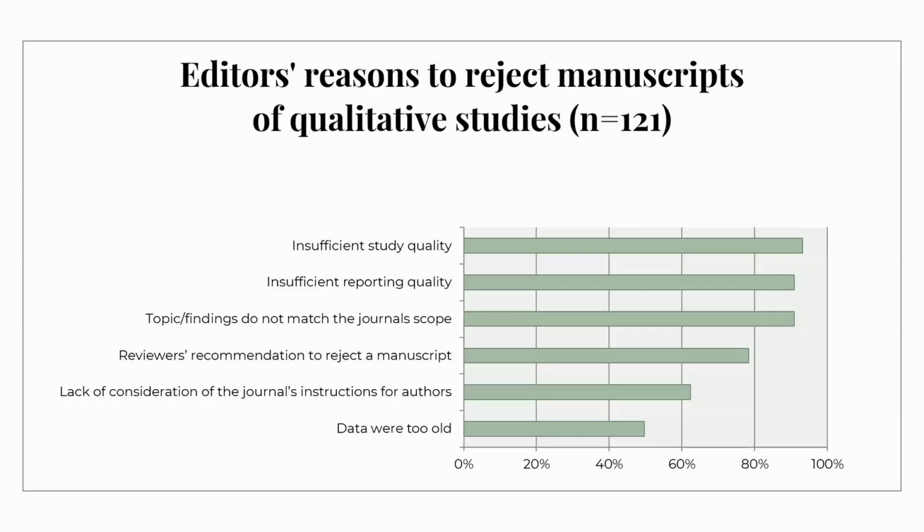As said initially, we also asked editors and peer reviewers about the reasons for non-disseminating qualitative research. And they responded or agreed that there were mostly reasons related to the quality of the study and the study reporting that were relevant for the decision to not disseminate a study, or a mismatch between the journal scope and the study topic.